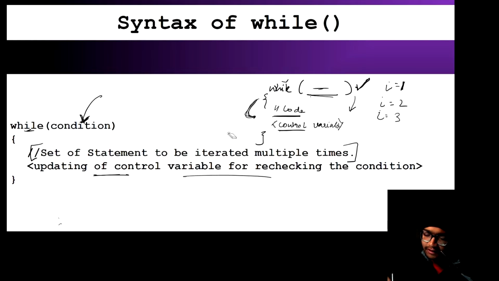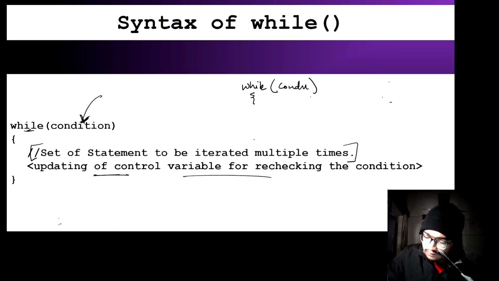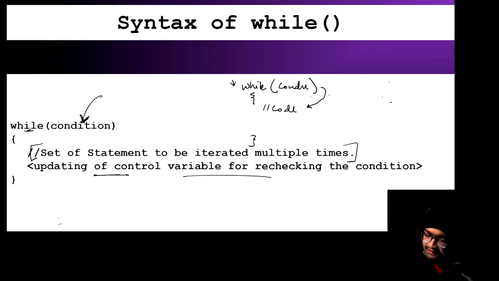So what is the diagram? If you want me to show the diagram of the while loop execution, we can simply write it like this: while condition. Here we have the code. So the compiler enters from here, it checks the condition, and if the condition is valid, then it performs the code. After that it again goes to the while loop and checks the condition. If the condition is invalid, then it terminates or goes to some other part.